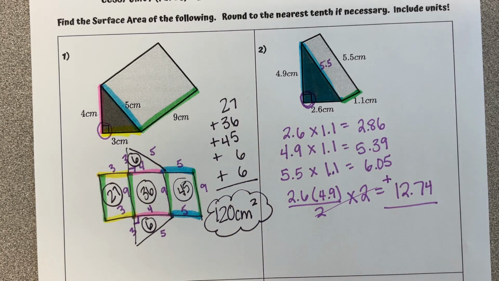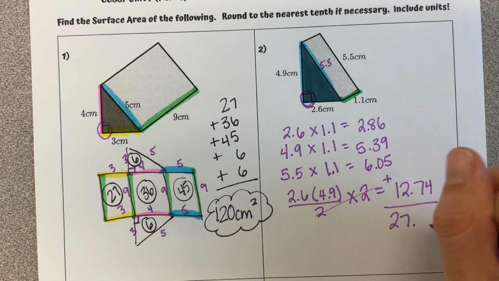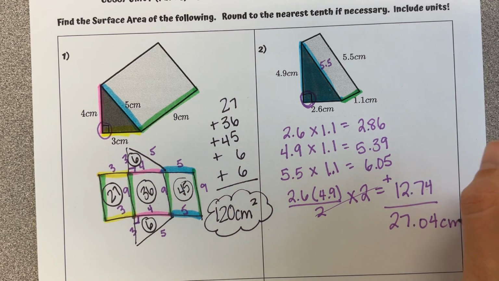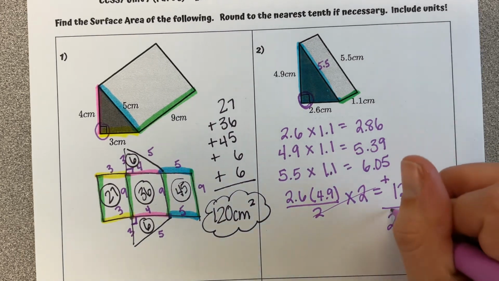So now we're adding those all together to get that the total surface area is 27.04 centimeters squared.